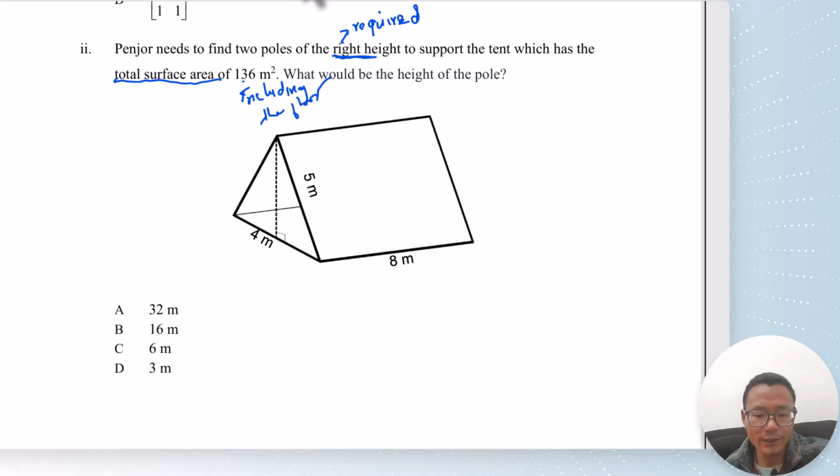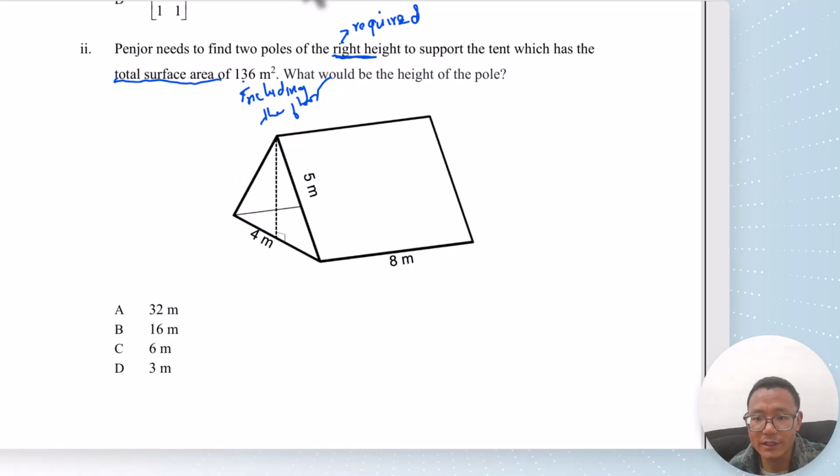And basically, anyway, so what's the question asking? What would be the height of the pole? That is the main thing, to find the pole height, the vertical height. Now, how to go about it? So let me first explain about surface area.